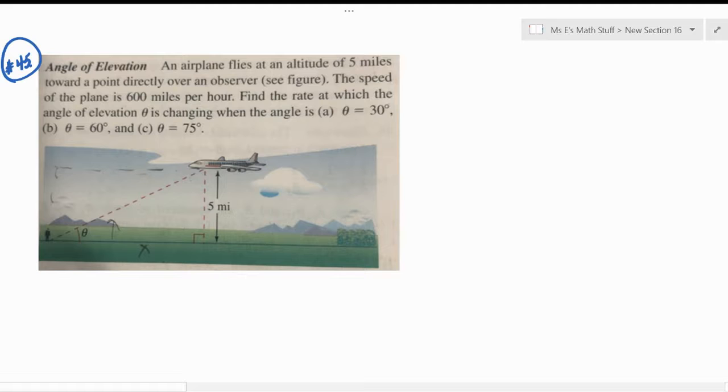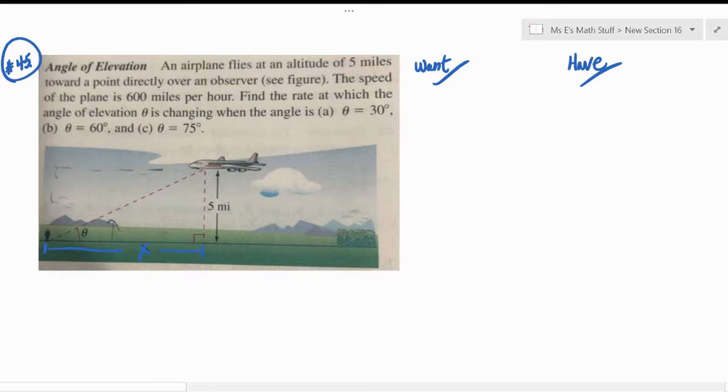So you have a picture drawn for you here already, and I can see whoever wrote this textbook is recommending that we call the distance from the person to the point directly underneath where the airplane is X, and I think that's fine. Anyway, so let's figure out what we want and what we have.